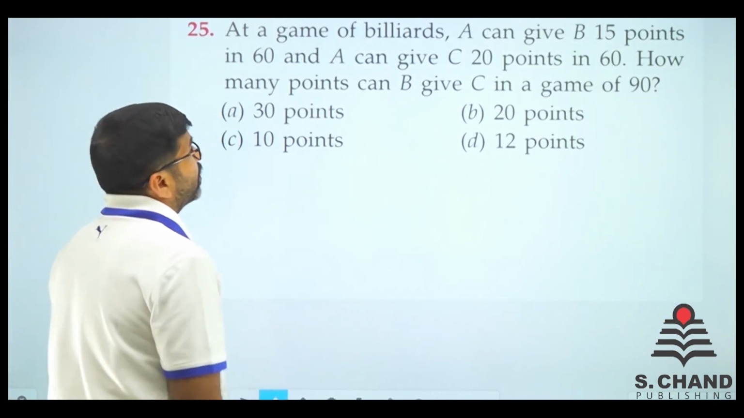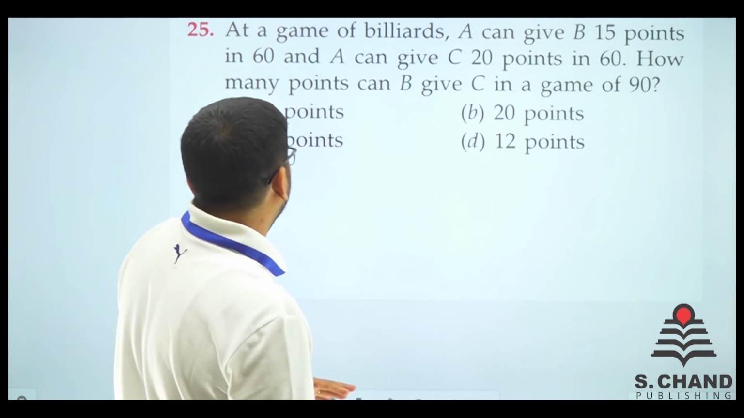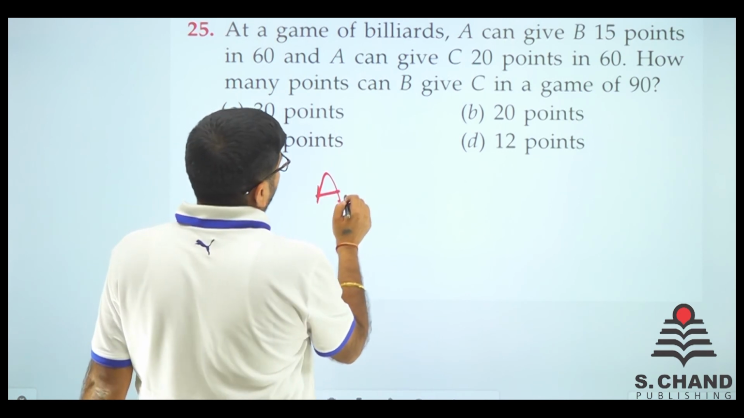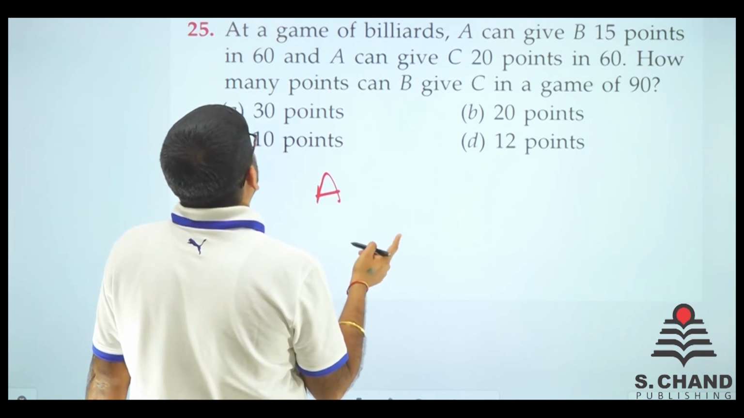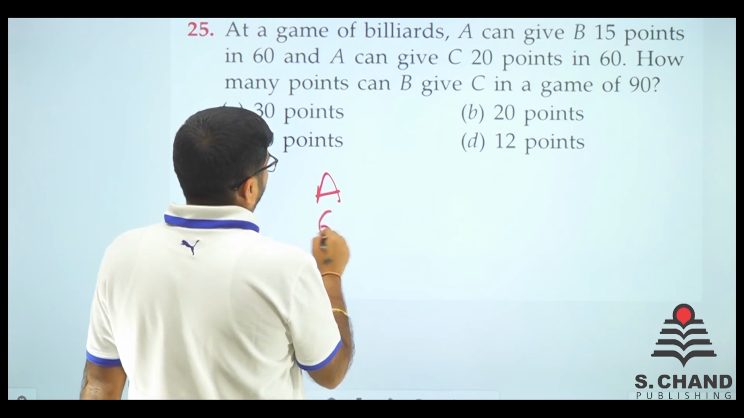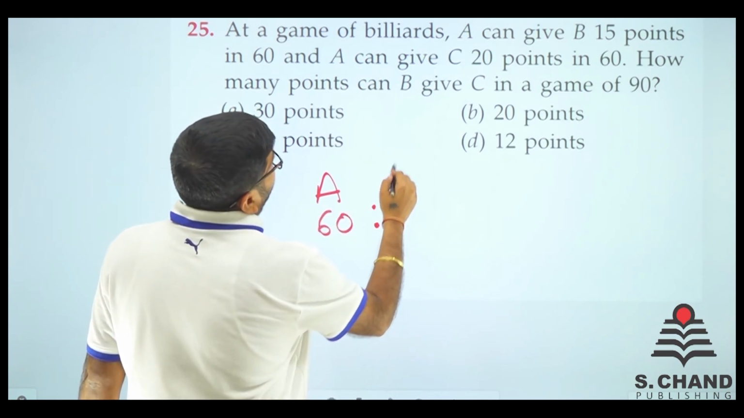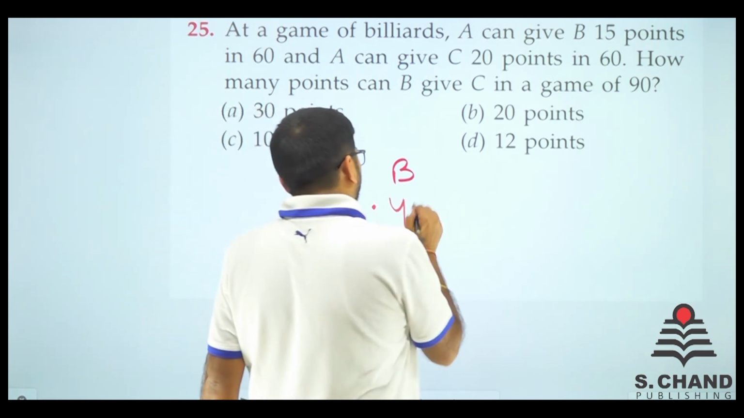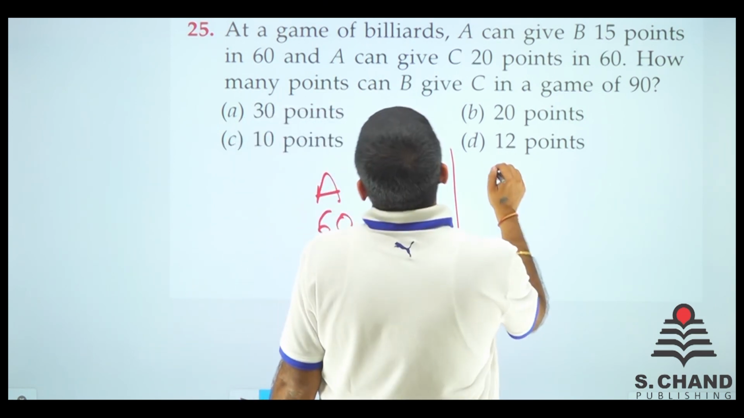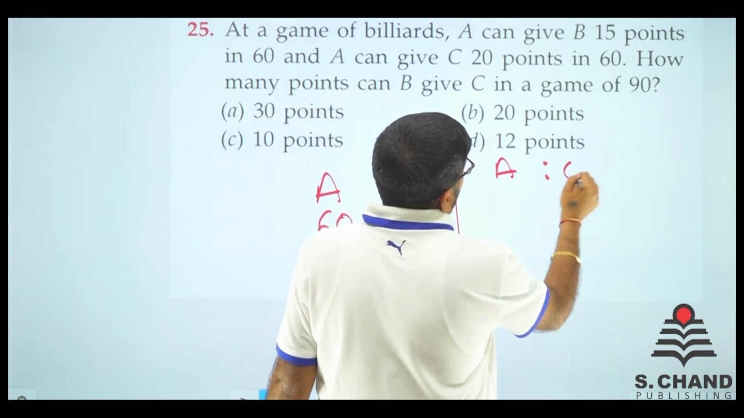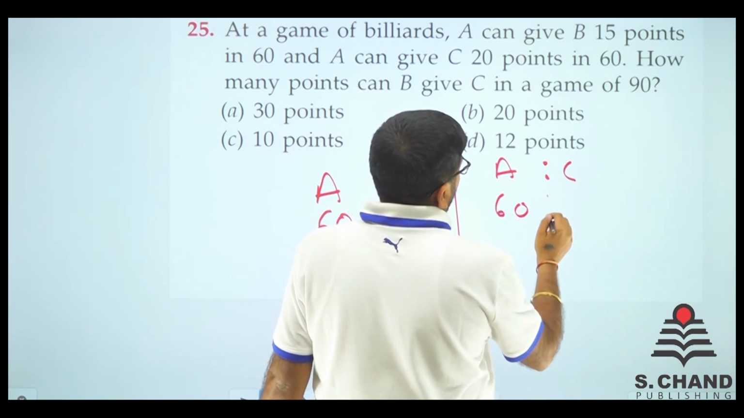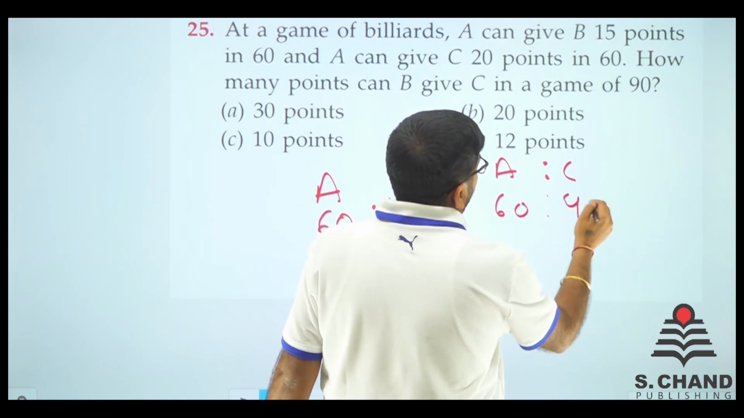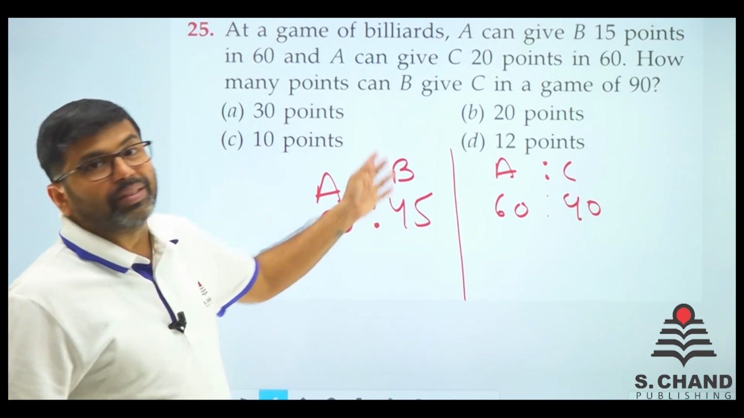At a game of billiards, A can give B 15 points and A can give C 20 points. So A can give B 15 points in 60. So if A is 60, then B is 60 minus 15, that is 45. Now A can give C. So A is 60, then he can give 20 points. So 60 minus 20 is 40 points. So this is the ratio of A is to B, this is A is to C.